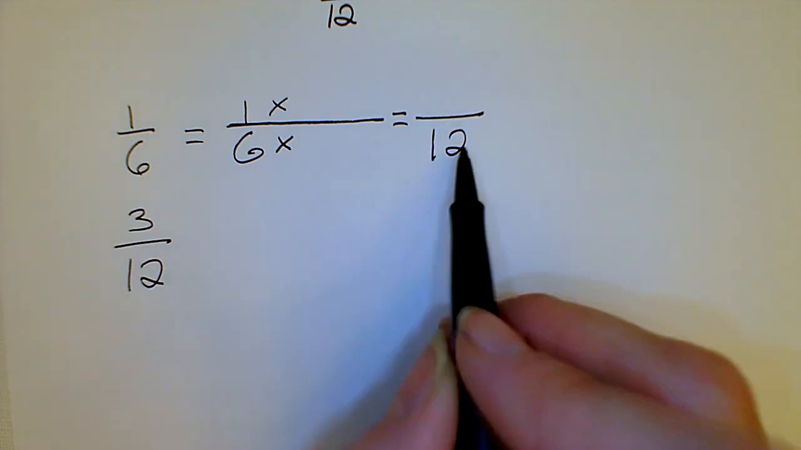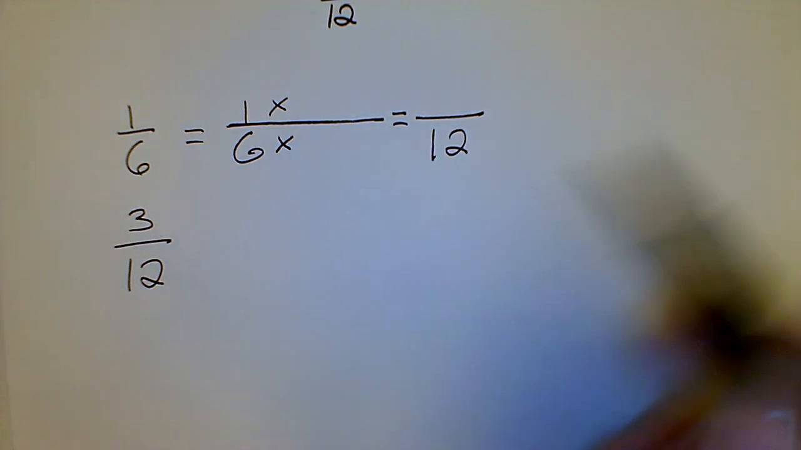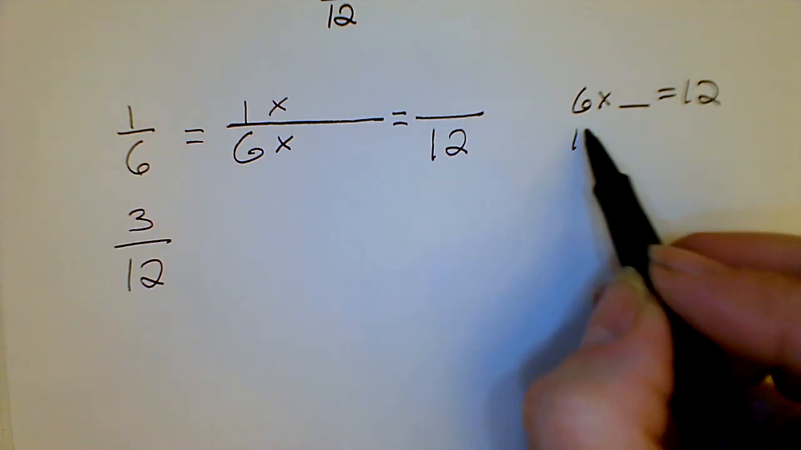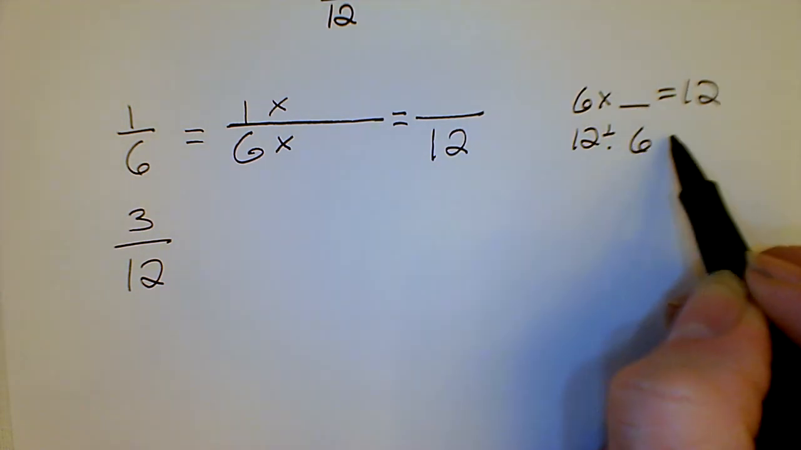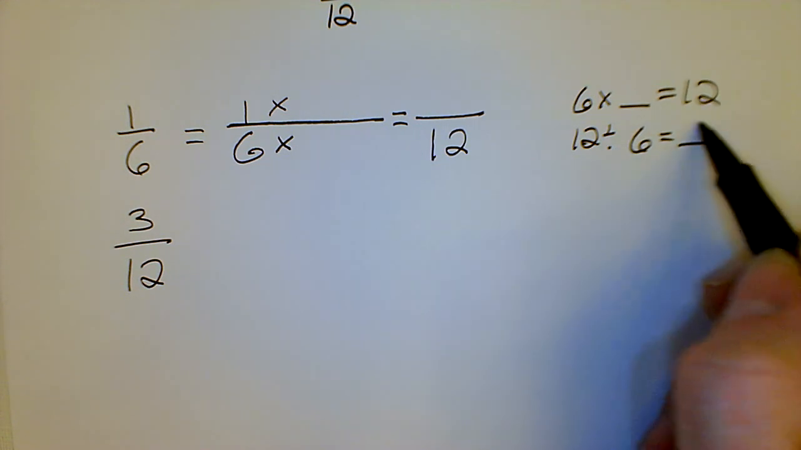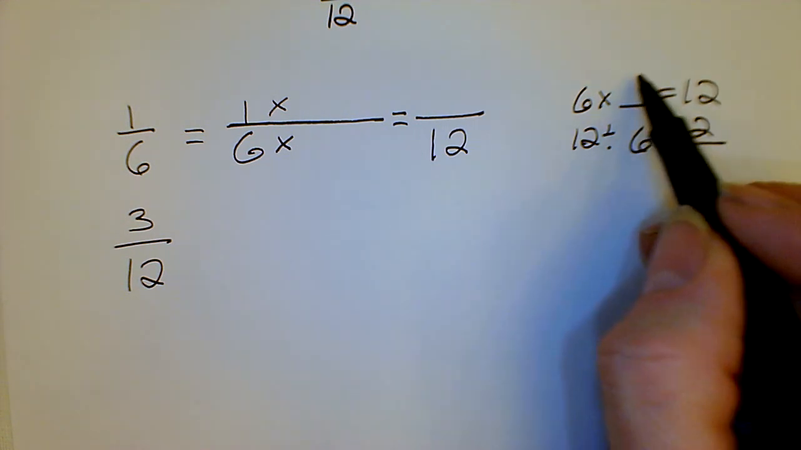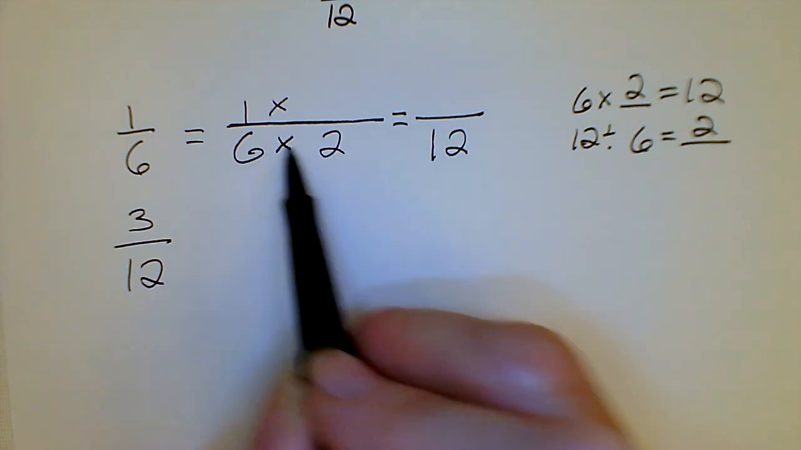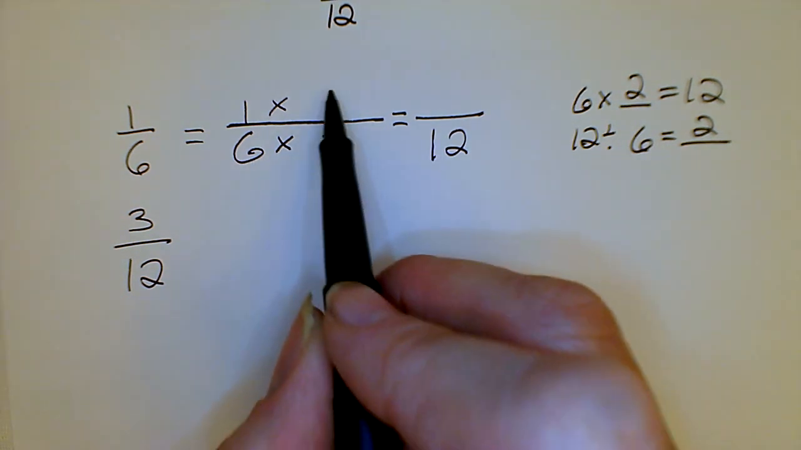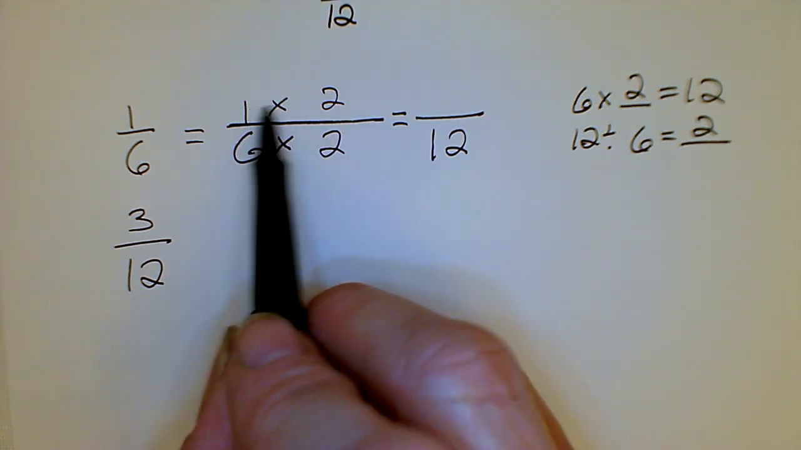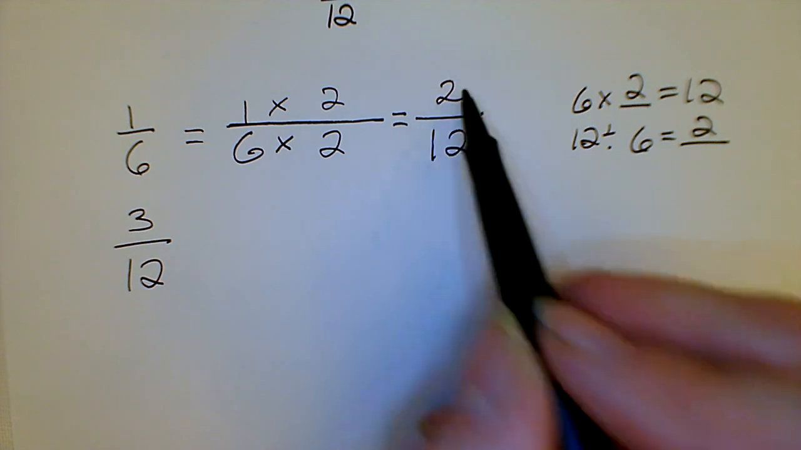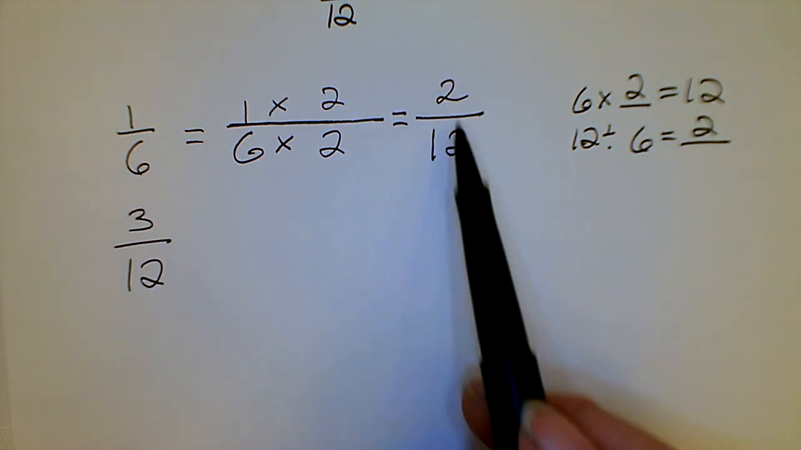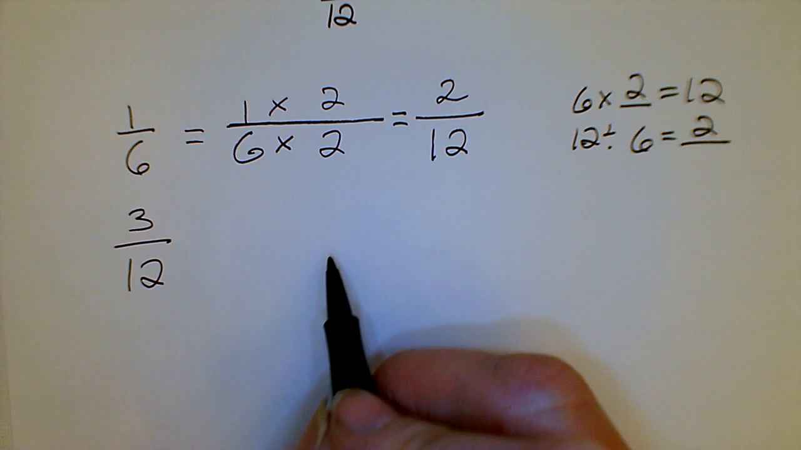So I'm going to put a 12 here because I want to turn my 6 into 12s. Now I have to figure out 6 times what is going to give me 12, or 12 divided by 6 is going to give me that number. Well, 12 divided by 6 is 2. So I know that number is 2. So I'm going to put a 2 here. 6 times 2 is 12. Whatever I do in the denominator, I do in the numerator. 1 times 2 is 2. So now what I know is that 1/6 is equal to 2 12ths.